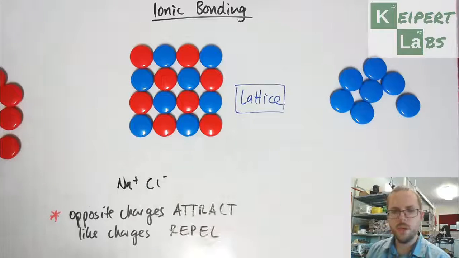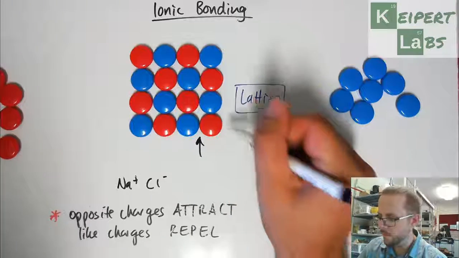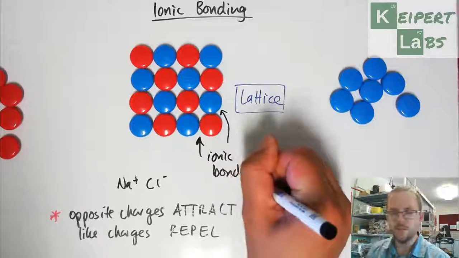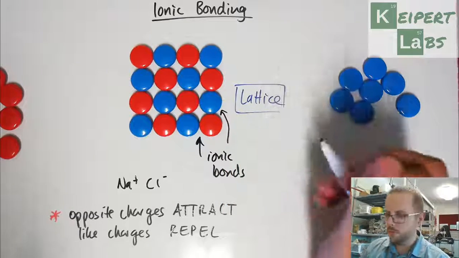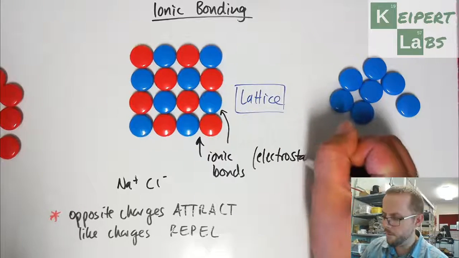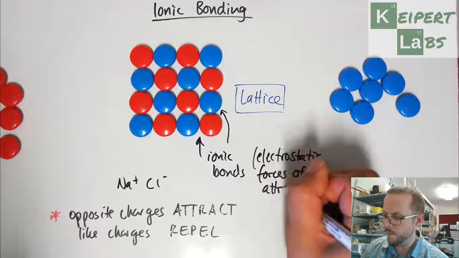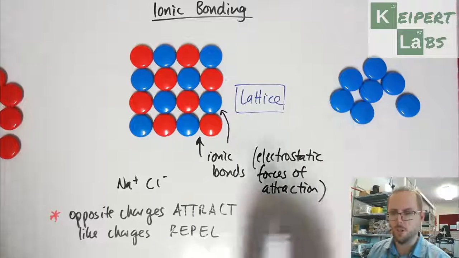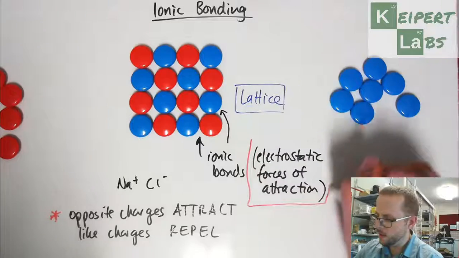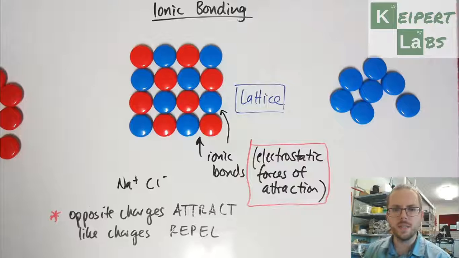shape. And so we have ionic bonds that form between these positive and negative ions. The slightly more scientific phrase that we would use is electrostatic forces of attraction. That's the more scientific terminology that I'd like you to really emphasize. That's how chemists would actually refer to the reason why these positive and negative things stick together.